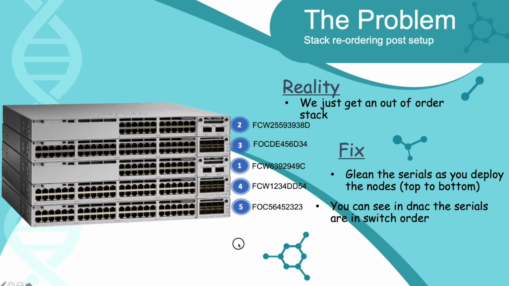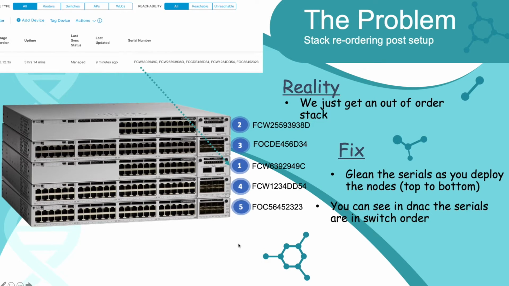And you can see this in DNAC. If you go onto DNAC as well, you can see how this correlates. So switch 1 will be the first serial, switch 2 is the second, 3, 4, and 5. That doesn't give us any clue as to the actual physical layout of the land. So grab those serials as you deploy it. You're going to need them to do this next step. And you can validate this on the CLI, right?